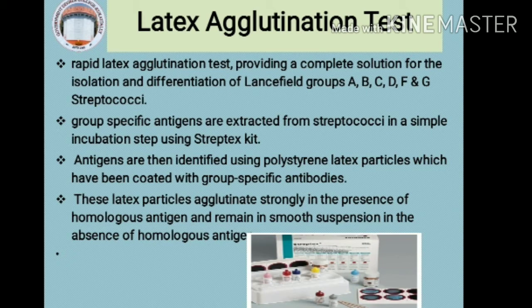To the latex particles, extracted antigen from streptococcal isolate is added. Agglutination indicates a positive test. By using this latex agglutination test, one can identify the streptococcal isolate, whether it is group A streptococci or group B streptococci or group C or group D or group F or group G streptococci.